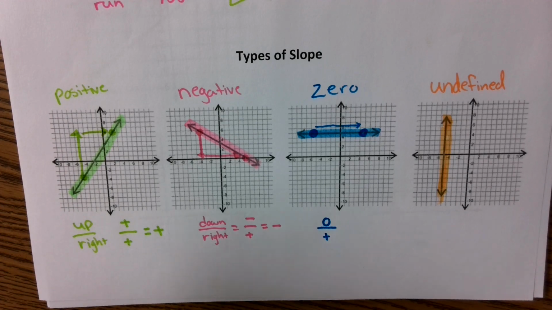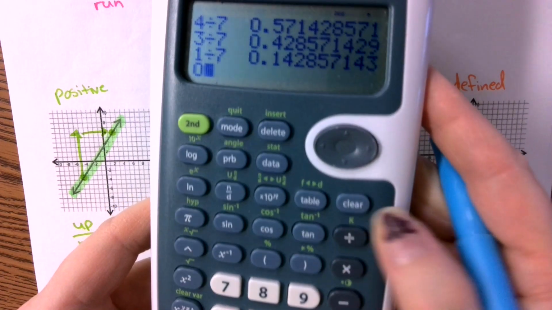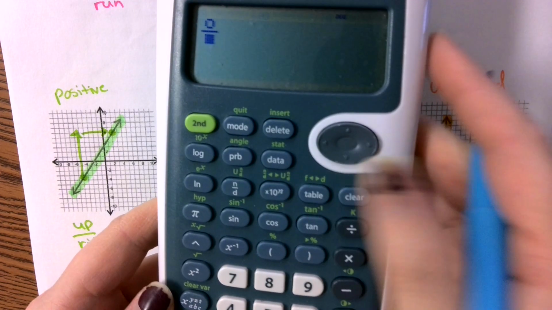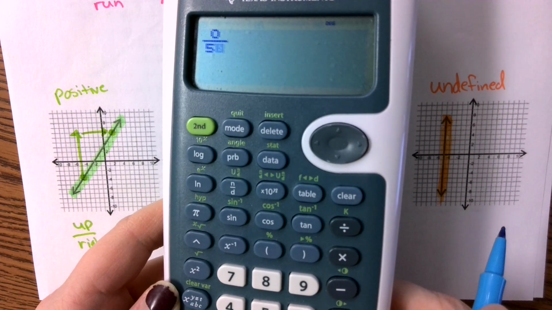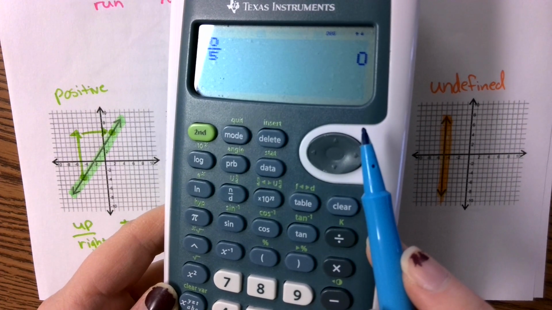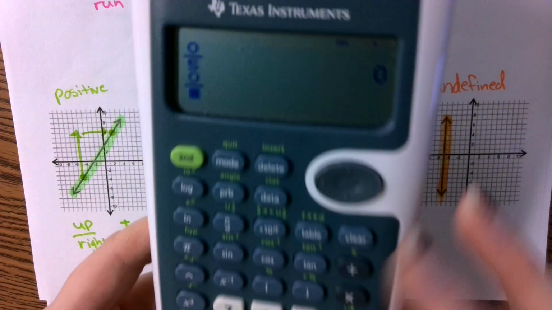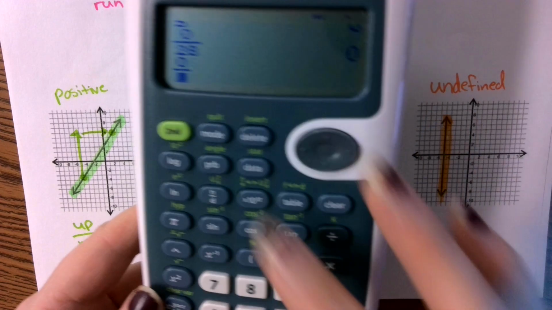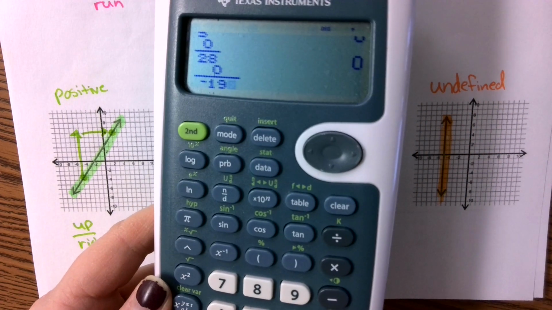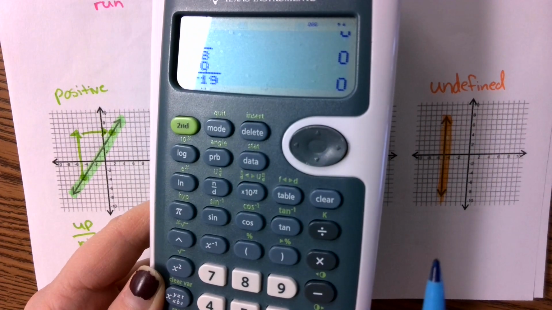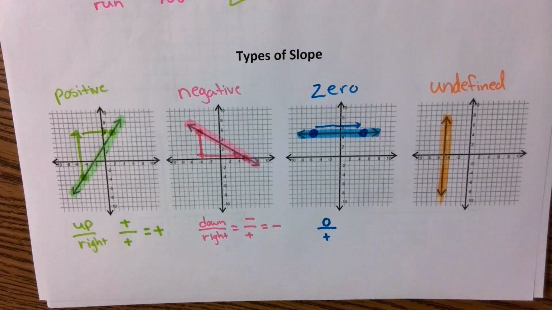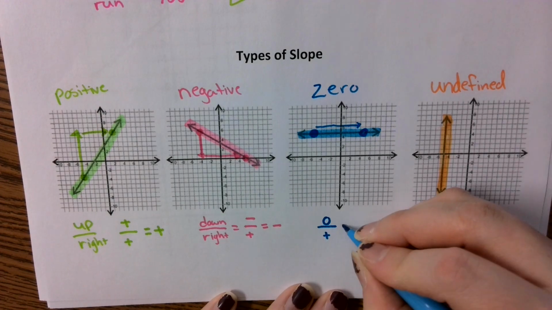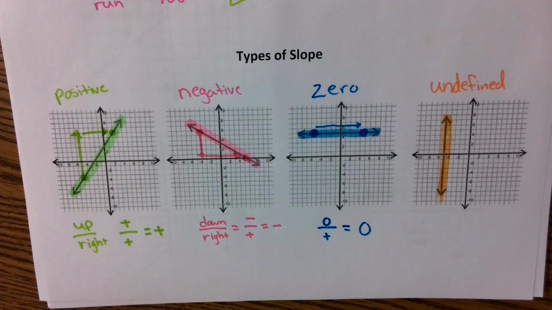Check it out on your calculators. If we take 0 over any number, let's say we put it over 5, it's going to give us a 0. I could put 0 over 28, it's still going to give me 0. I could put 0 over a negative 19, it's still going to give me 0. It does not matter: if 0 is your numerator, meaning your rise happens to be 0, then your entire slope is considered to be 0.